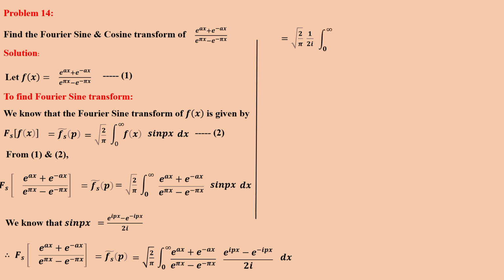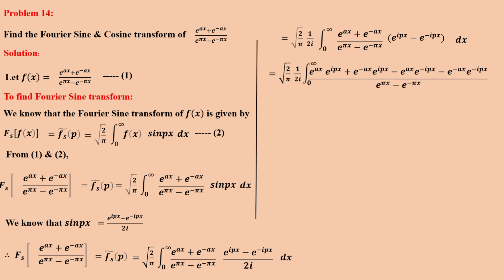integral 0 to infinity (e^(ax) + e^(−ax)) by (e^(πx) − e^(−πx)) into (e^(ipx) − e^(−ipx)) dx. That is equal to root 2 divided by pi, 1 by 2i, integral 0 to infinity. We are going to multiply each and every term. So in the numerator there are 2 plus 2, that is 4 terms, right?